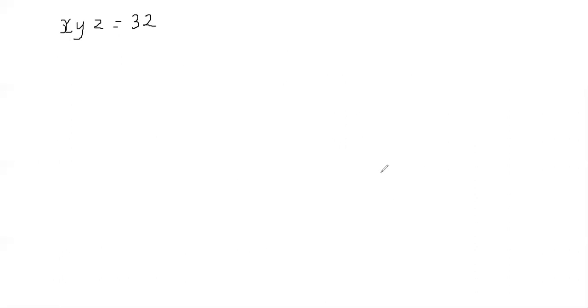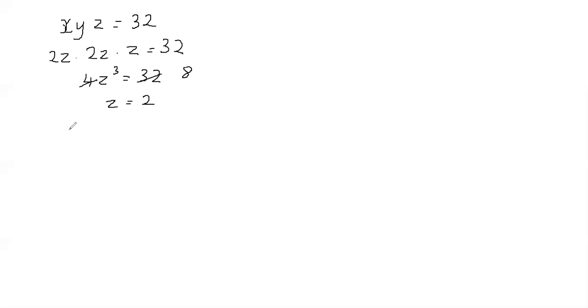So what is x? X is equal to 2z. What is y? Y is equal to 2z. Z we can write as z, so that is equal to 32. So we can write 2 into 2 is 4. 4z cube is equal to 32. So 4 8s are 32. So what will be z? Z cube is 8, then z will be equal to 2.